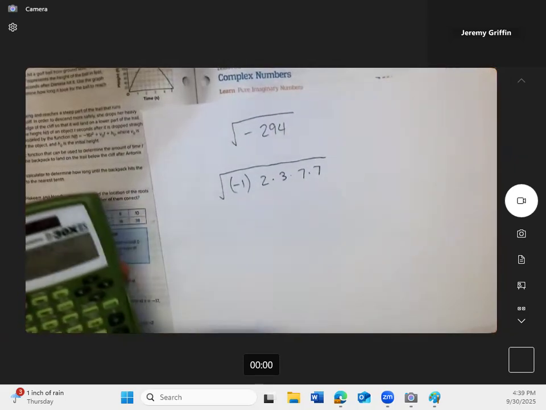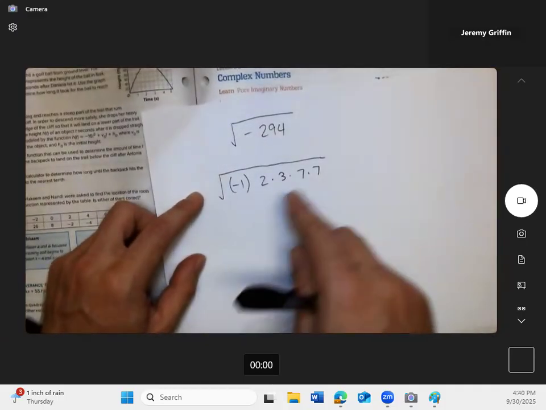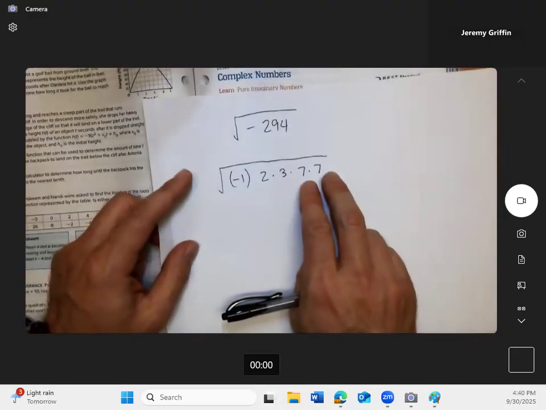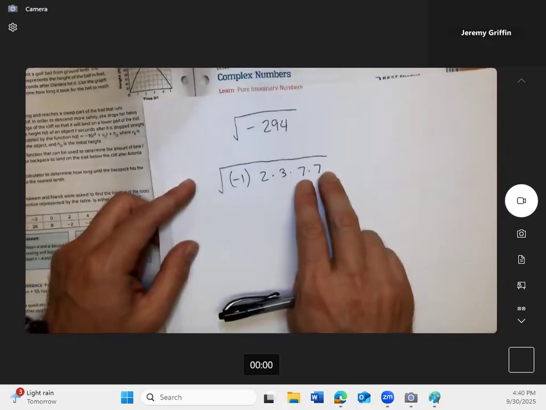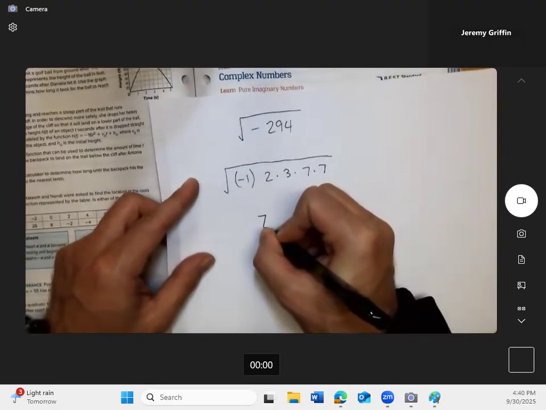So what can I do? Well, the 2 and the 3 are stuck underneath the radical because those are prime numbers. But the 7 times 7, which is 49, that does have a perfect square root, which is 7. Anytime you have a pair of numbers right underneath the root, you can pull that number out in front. So I can pull a 7 out.